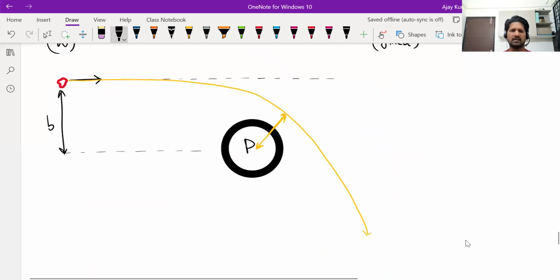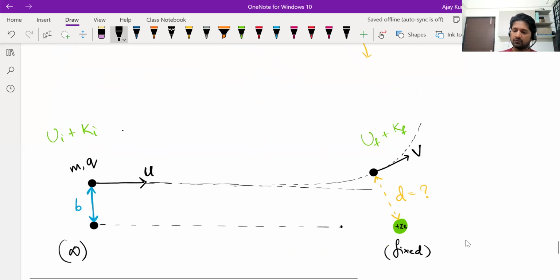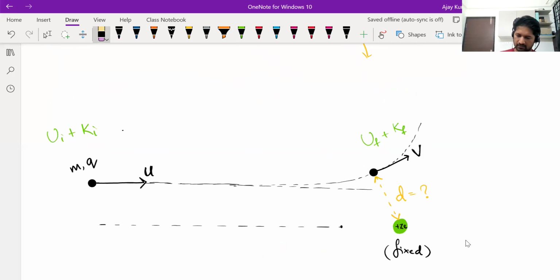In case of planet and asteroid, it's the gravitational force. The electrostatic force of repulsion between the nucleus and the alpha particle is always along the line connecting them. Initially, it is at infinite distance, so you don't have to bother about the force. But just saying, initially the force is acting along this line, a repulsive force.